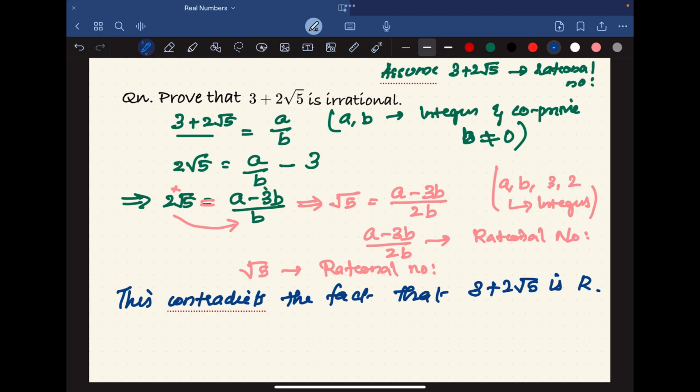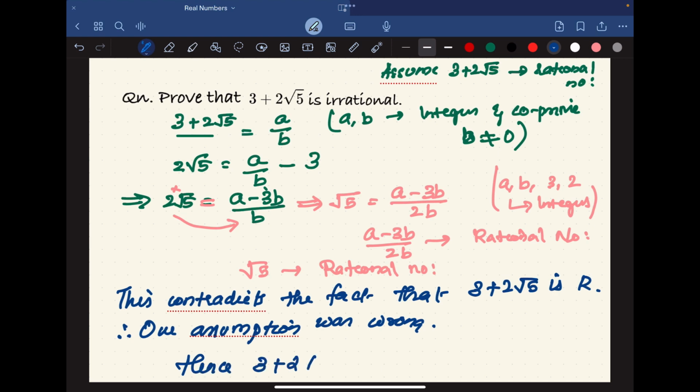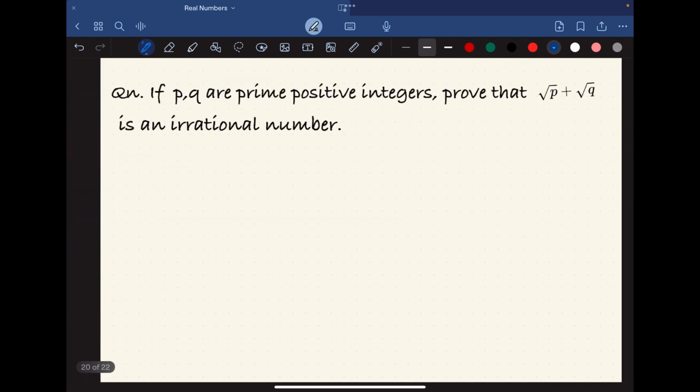So how did this come about? That means we have found out, so therefore our assumption was wrong, and hence we can say 3 plus 2 root 5 is irrational. Is that clear? So this is how, if you have learned one, you can do different questions.